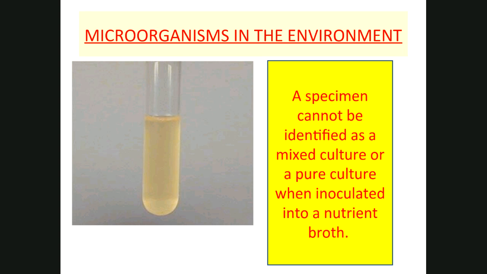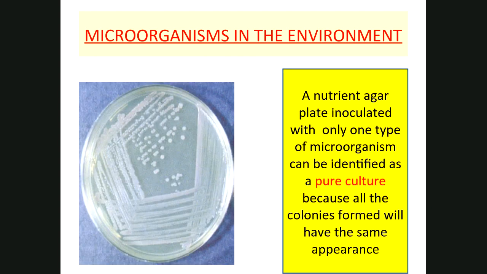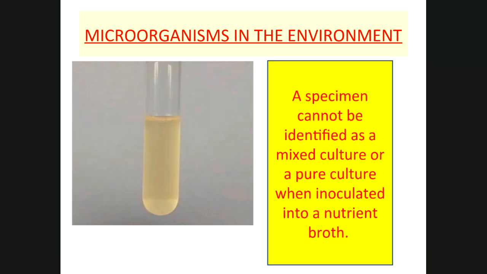Yeah, and another thing is that if you're growing a culture in a broth, you cannot tell whether it's mixed or pure because it's in a liquid medium. You cannot see colonies. So you don't know whether it's mixed or not. If you made the liquid culture from one colony, as long as you follow aseptic techniques, you can say, okay, this is a pure culture because it came from one colony. And if you follow aseptic techniques, it should have only one organism in there. But the only way to make sure is to put it on a plate and see the colonies growing. Make sure there are not two types.